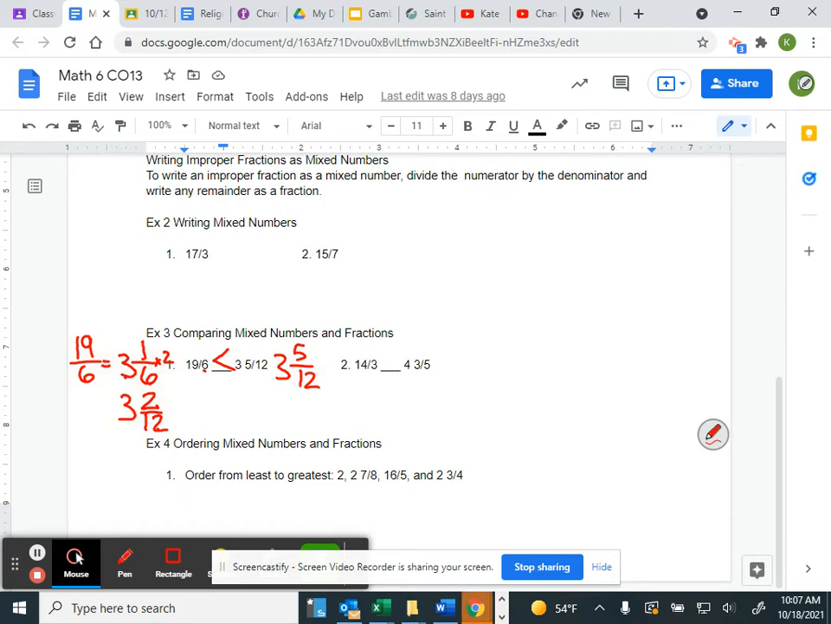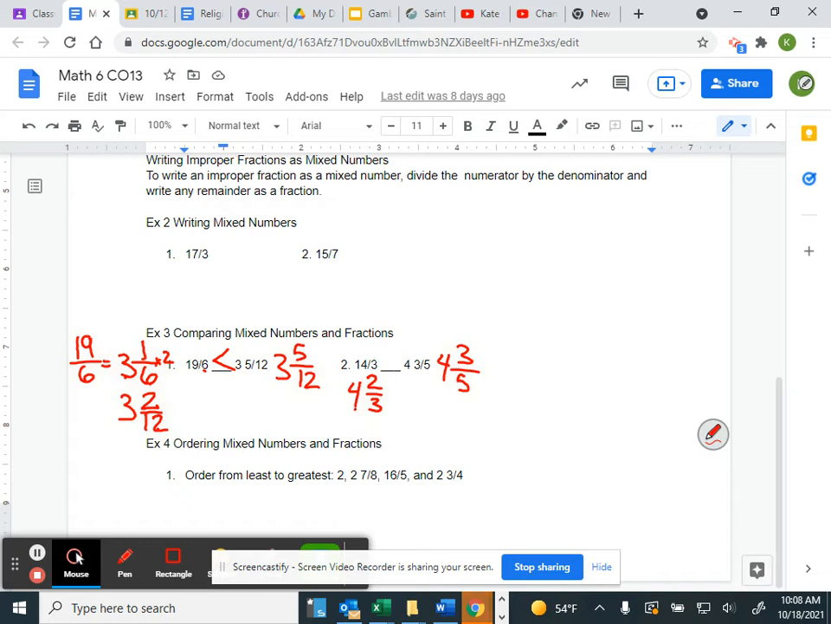So here we have 14/3. 14/3 would be what mixed number? Nolan? 4. Yep, we can take that 3 out 4 times, and how many are left over, Nolan? 2. 2, so it would be 4 2/3, and we're comparing that to 4 3/5. Can I compare those easily? Nope. What do I have to do? Well, they are mixed numbers. So I have 4 2/3 and 4 3/5.